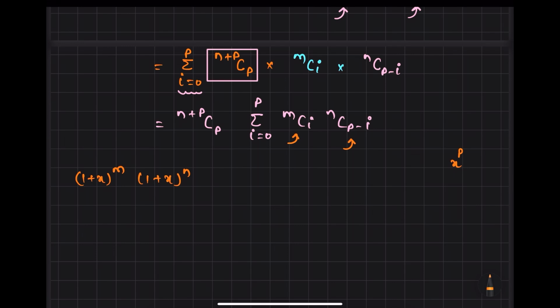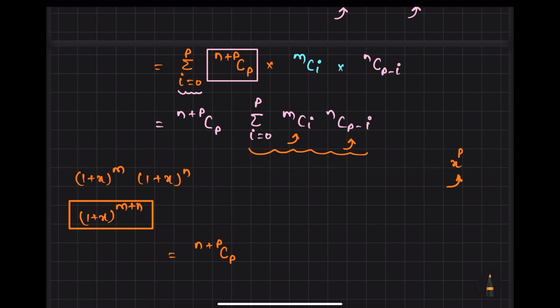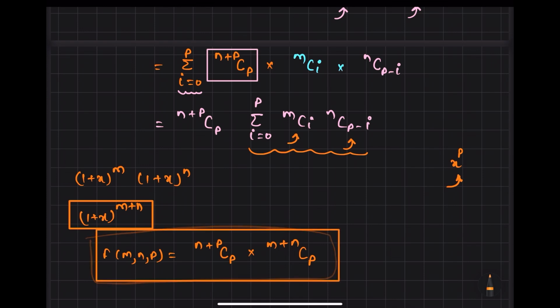Base is same, so power will be added. So (1 + x)^(m+n). In the expansion of this, we want the coefficient of x^p. So what will be the result of this thing? This thing will become nCp into (m+n)Cp. Correct or wrong? Correct? Now, so we got f(m, n, p). So this is the f(m, n, p).